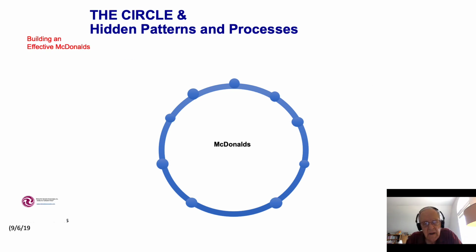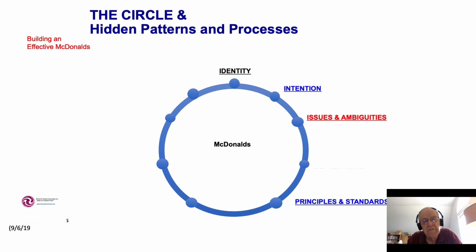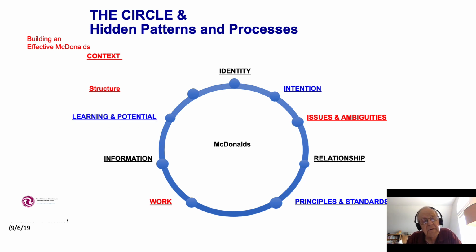So look at this McDonald's example and see how these things fit together to develop a real-world situation. Here's our identity, intention, and principles and standards, and issues and ambiguities, and the relationships. And the relationships emerge out of our working with our principles and standards on the issues and ambiguities that we have before us. This is the context and the structure, and the work, and the learning and potential, and the information that comes out as we talk together about this and what we're learning and what we're doing.